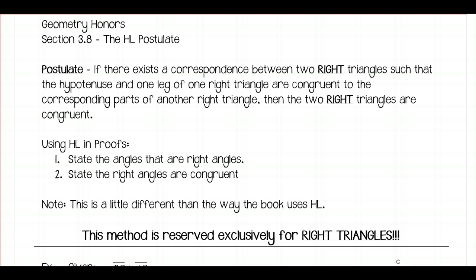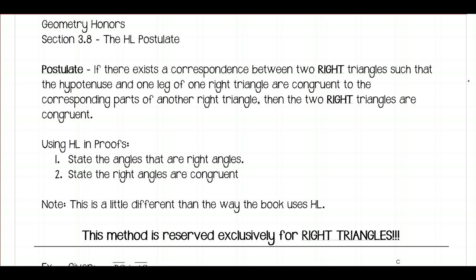So I'm going to mention that again, but be careful. It's called the HL postulate. The H stands for hypotenuse. The L stands for leg. And again, it can only be used for right triangles.